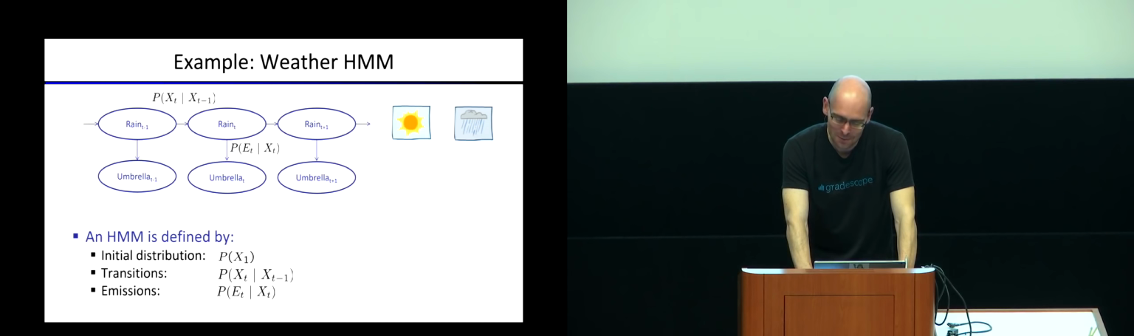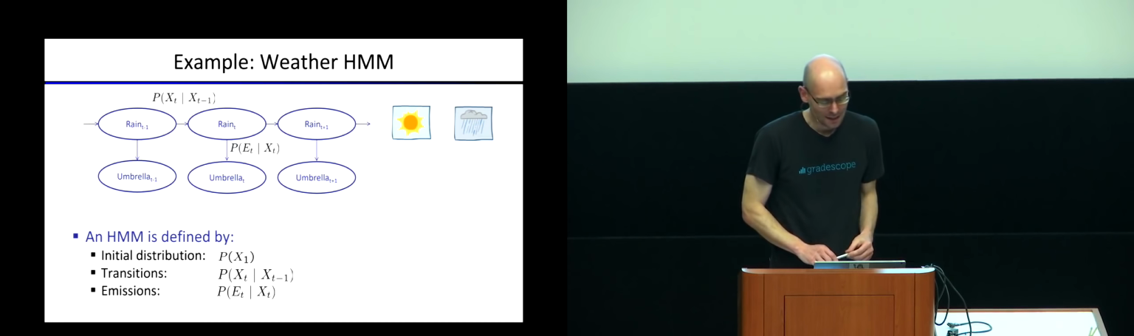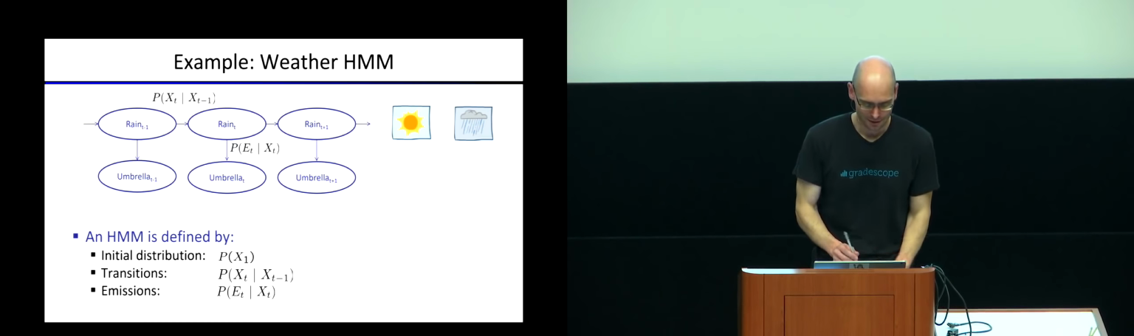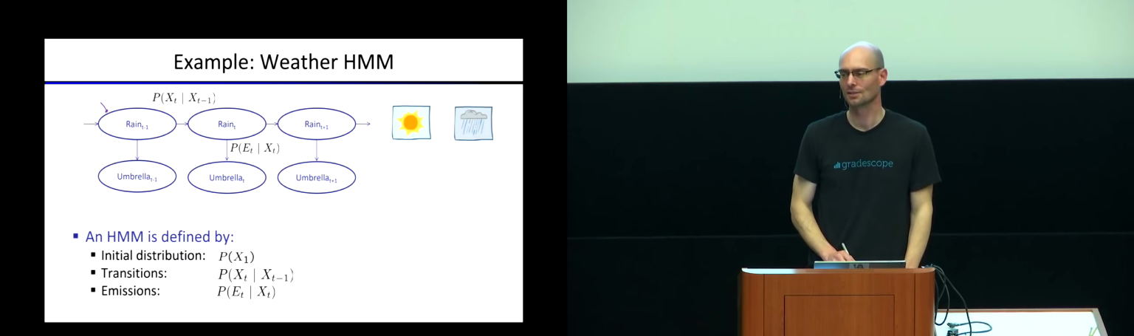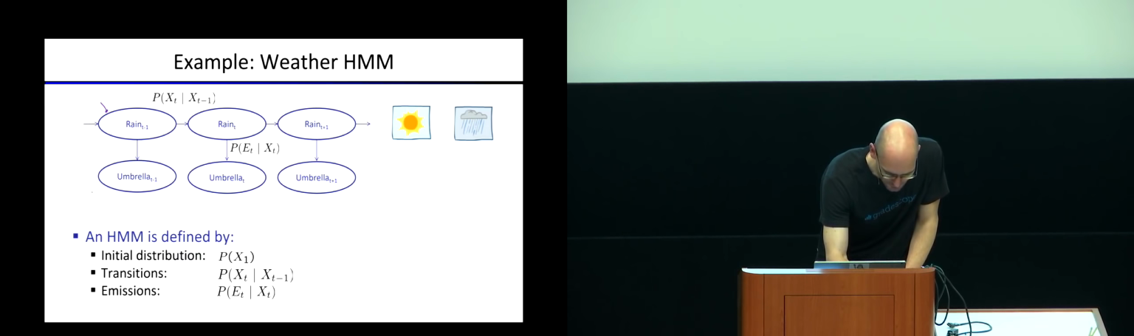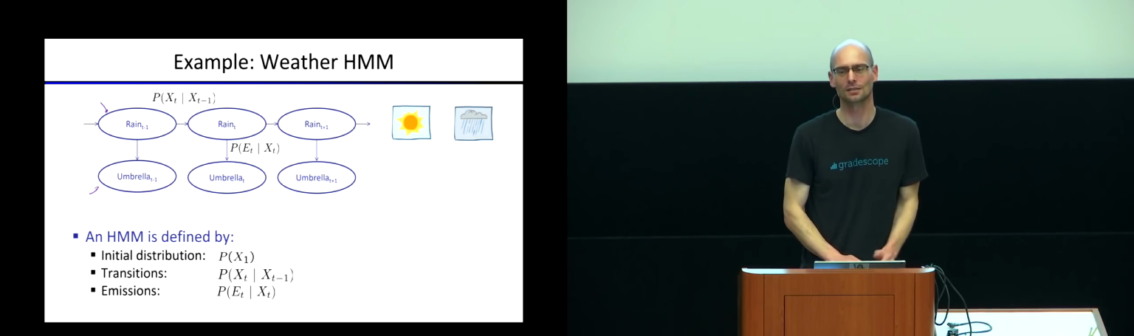I'm not saying this is realistic grad student life, but that's the story in the book. I hope it's not realistic. So that's what's going on here. The grad student really wants to know about the weather outside, doesn't get to look at it, but gets to see the professor carrying an umbrella or not.